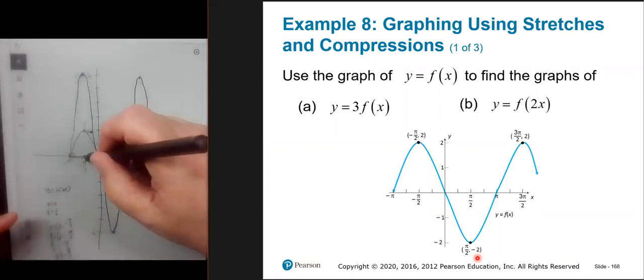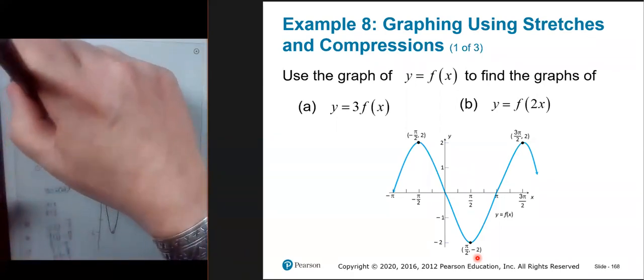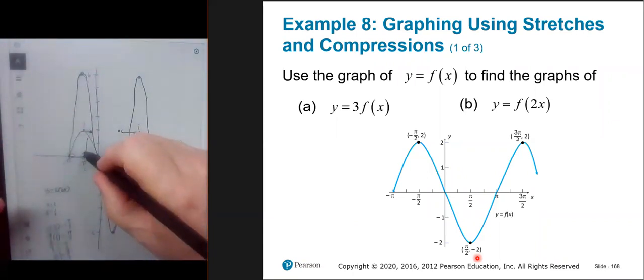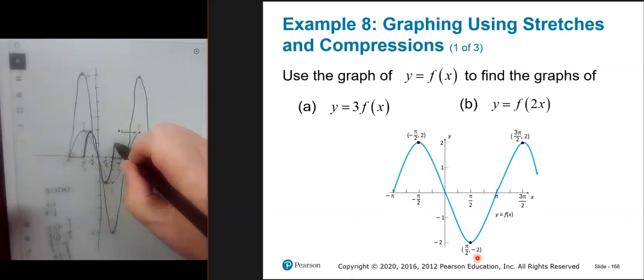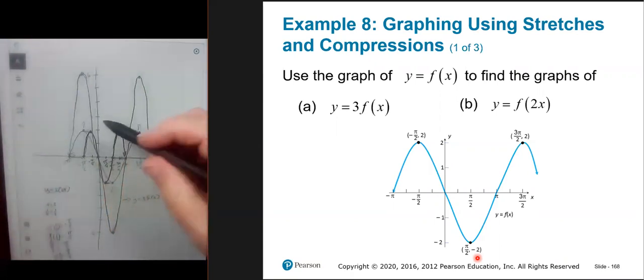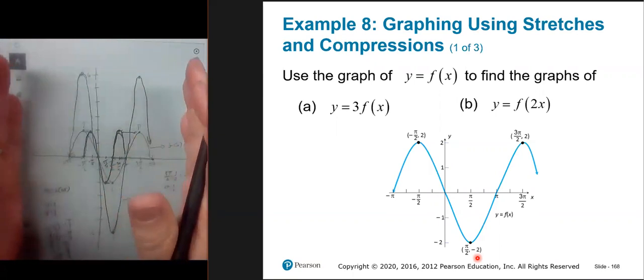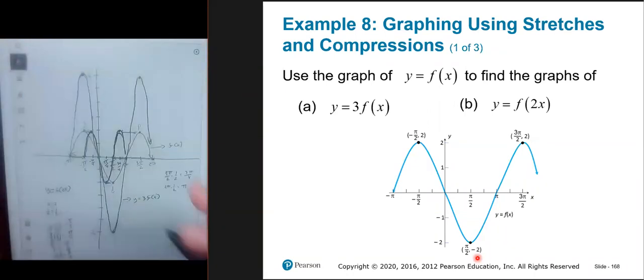So now my graph comes up like this. So the original graph, f of x, got squashed, put in a squeeze plate and scrunched in towards the y-axis.